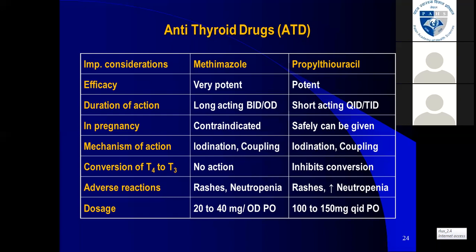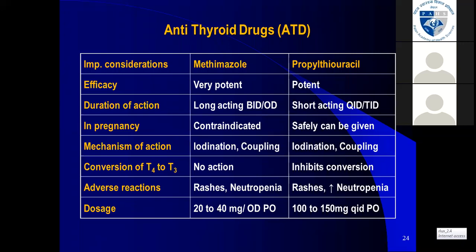And another: conversion of T4 to T3 is inhibited by propylthiouracil. This is an extra mechanism of action other than methimazole. Adverse reactions include rashes and neutropenia. Sometimes there could be arthralgia also. The dosage of methimazole is 20 to 40 mg OD, whereas PTU is 100 to 150 mg QID.